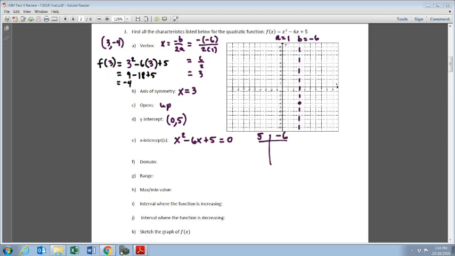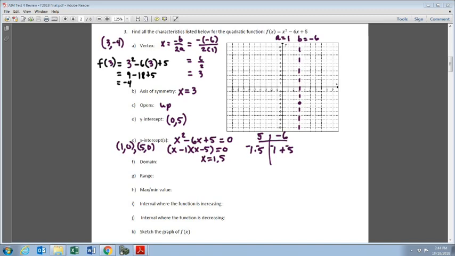So we need two numbers that multiply to 5 and add to negative 6. We're just using the AC method here. You should find that negative 1 and negative 5 are the numbers that work. And since this is a 1x squared, we can plug those in. And when we solve, we get 1 and 5. So we chose y to be 0, and we got 2 values. So there's going to be 2 x-intercepts. And again, notice both of them have y values of 0.